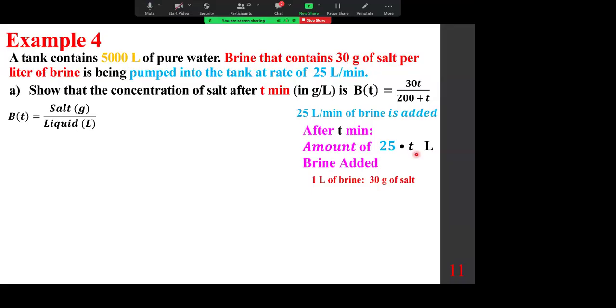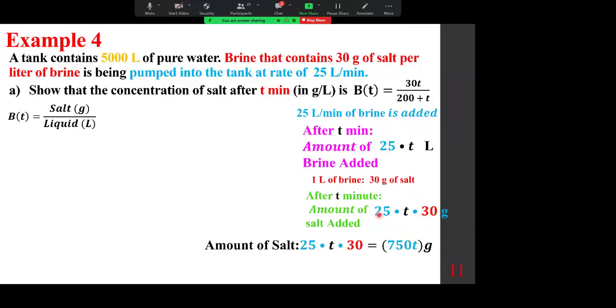Now, according to this, 1 liter of brine contains 30 grams of salt. So basically, you have to multiply this many liters by 30 grams to get the amount of salt after T minutes. 25 T times 30 grams of salt. So that will give us 750 T grams of salt. That would be the numerator.